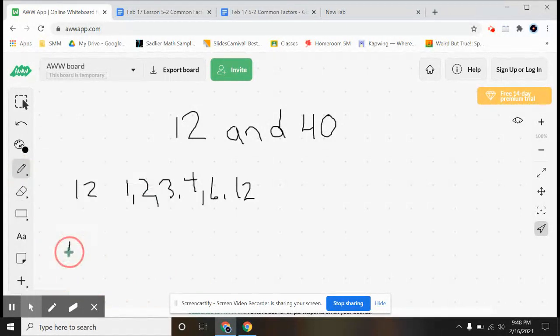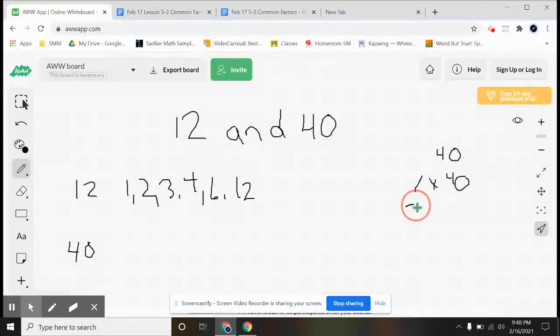So let's come down here and write 40. What are my factors for 40? Let's come over here because this is a little workspace for us. I've got a 1 times a 40. That'll give me 40. And the bigger the numbers, the more chance of more factors, okay? I've got a 2 times a 20. That'll give me 40.